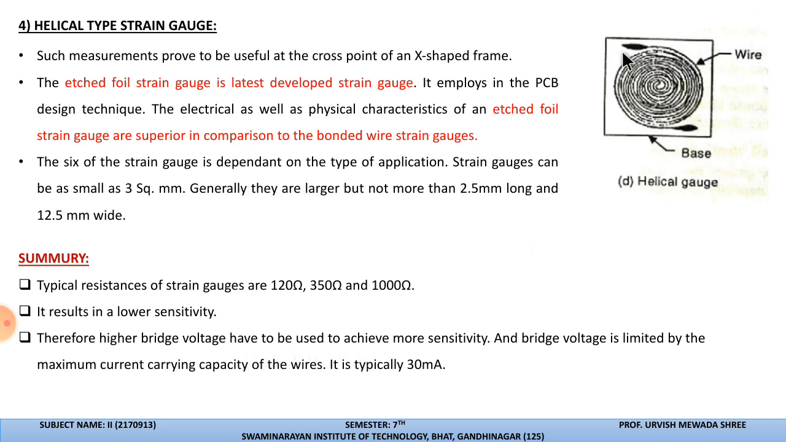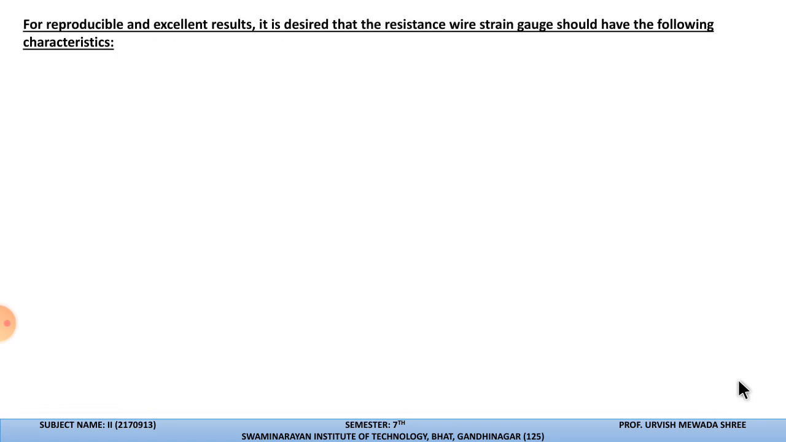If we want to use these strain gauges for higher sensitivity, we need to apply a higher voltage. This is limited by the maximum current capacity of the wire, and it is typically 30 milliampere. Generally it is available for such kind of wire strain gauges. So this is the wire strain gauge.